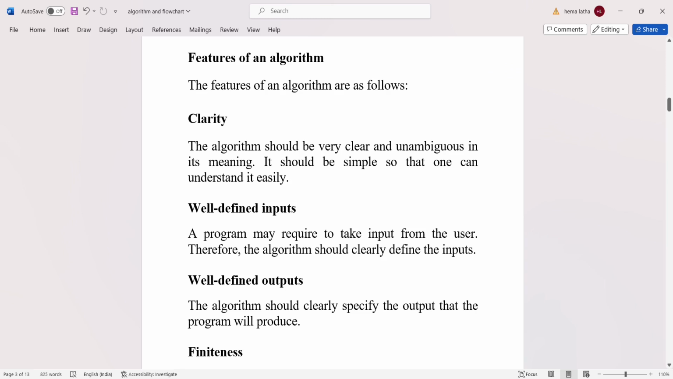As I said, now you see the features of an algorithm. First one is clarity. That means an algorithm should be written in a very clear manner. It should not give any confusion in its meaning. It should be very clear and very simple so that everyone can understand it. The next one is well defined input. The input should be clearly defined in the algorithm. In the same way, output is also clearly specified.